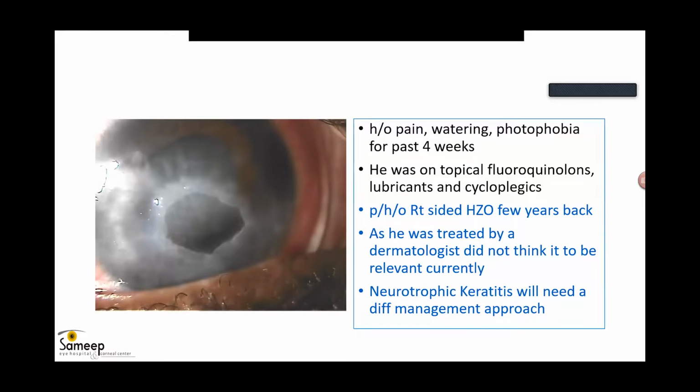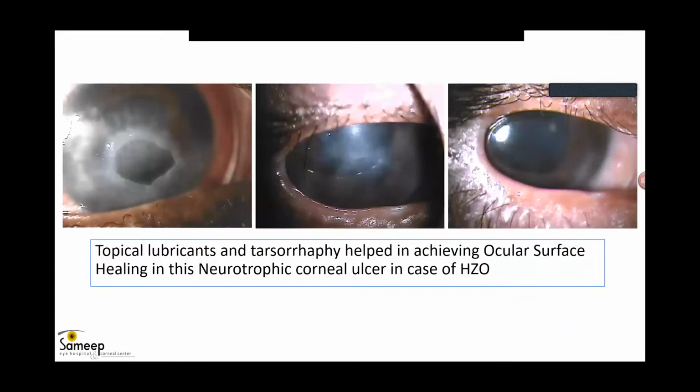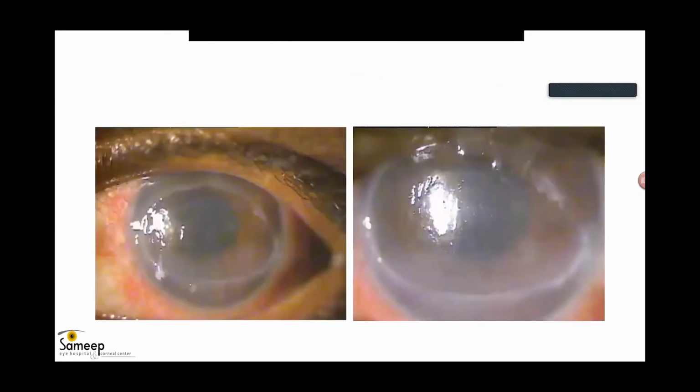When we asked him, he had a history of right-sided herpes zoster ophthalmicus a few years back. As he was treated by a dermatologist at that point of time, he did not think it to be relevant for this particular episode. So we were dealing with neurotrophic keratitis, and these are the cases who would need a different management approach. He underwent a tarsorrhaphy, and topical lubricants with tarsorrhaphy helped achieve a stabilized ocular surface in this neurotrophic corneal ulcer in a case of herpes zoster ophthalmicus.